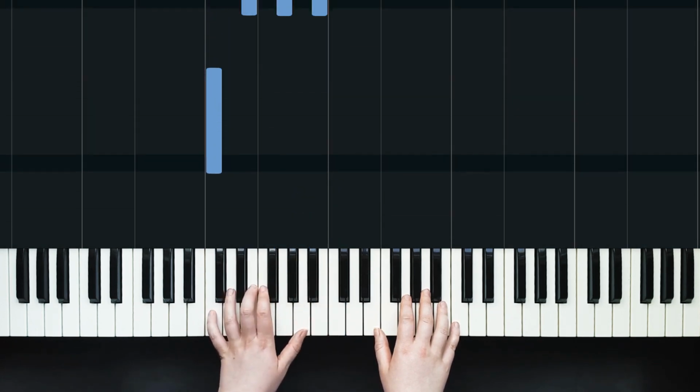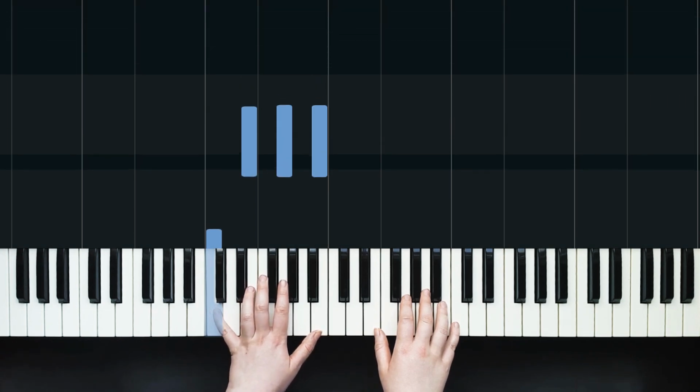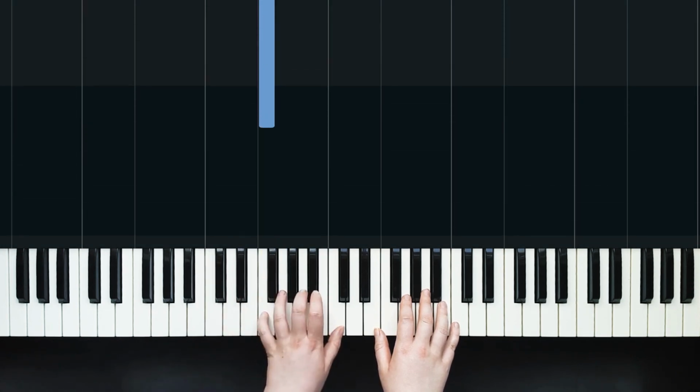And then we're going to move down to a C place. Play C, and then E, G, B. So let's just practice that left hand.